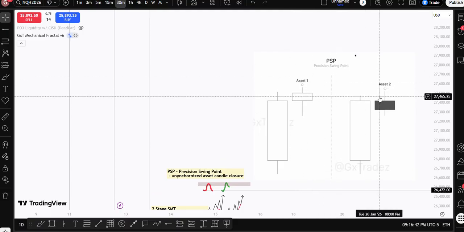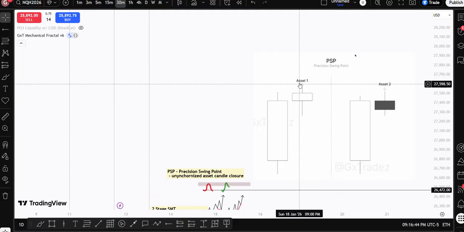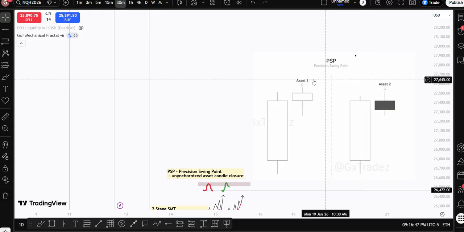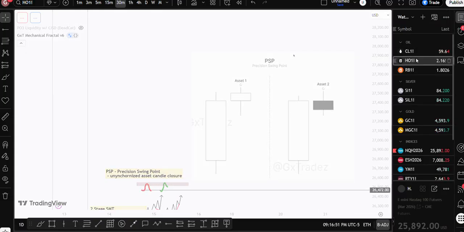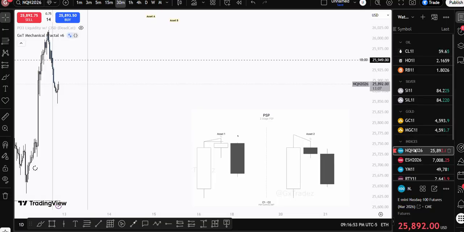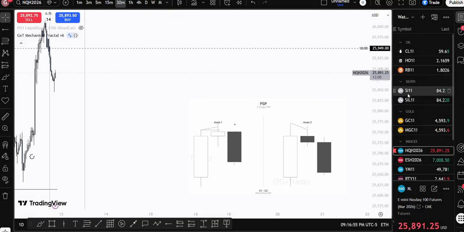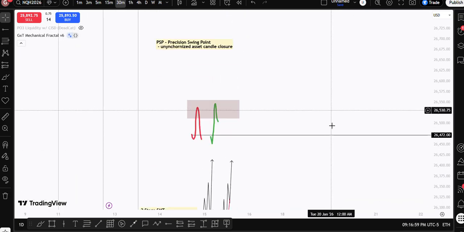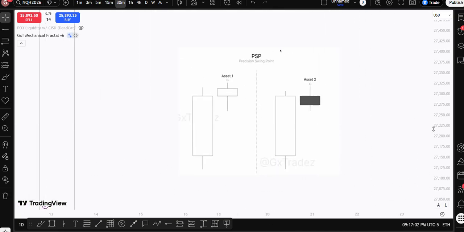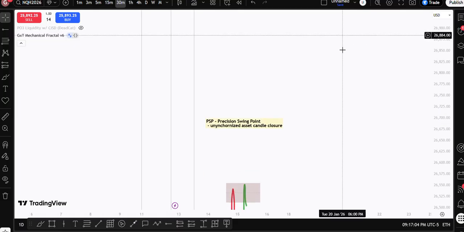You have two assets: silver, gold, crude oil, and the other oil asset. There are these three oil assets. You have silver, you have gold, and your indices. And so you look for that PSP to form. That's what your PSP is.